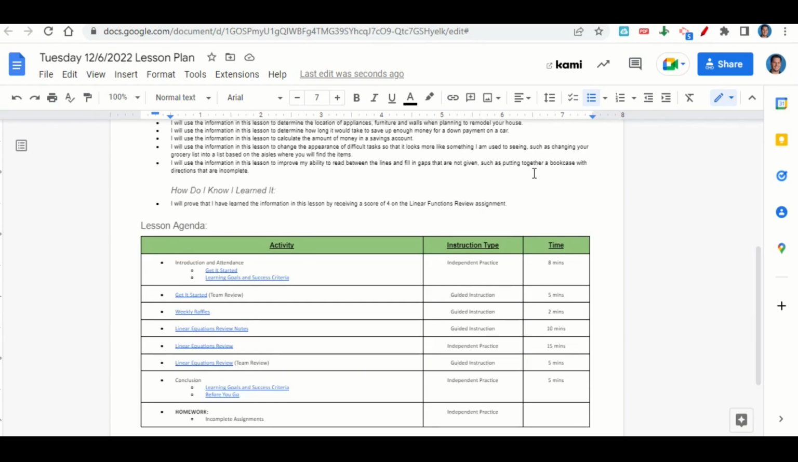After that, we'll go over the linear equations review notes, and then I'll give you time to complete the linear equations review assignment. Once you've completed your assignment, we'll go over it together and answer any questions that you may have. At the end of class, we'll go back over our learning goals and success criteria while you fill out your Before You Go. Your only homework for tonight is to work on any incomplete assignments that you may have.